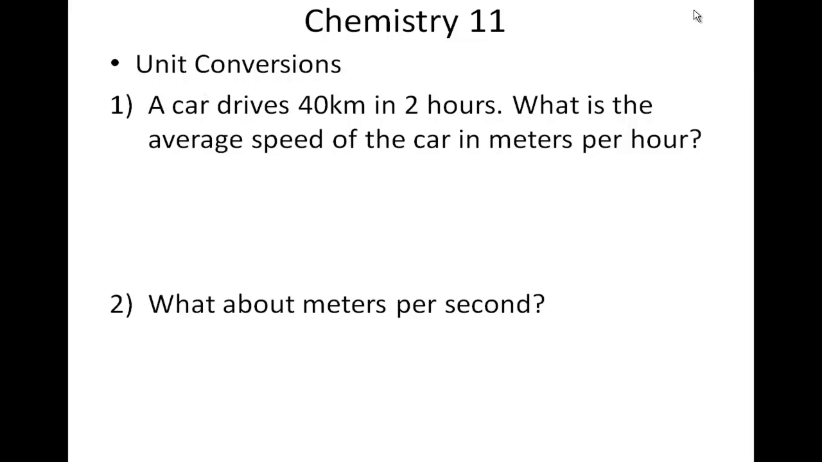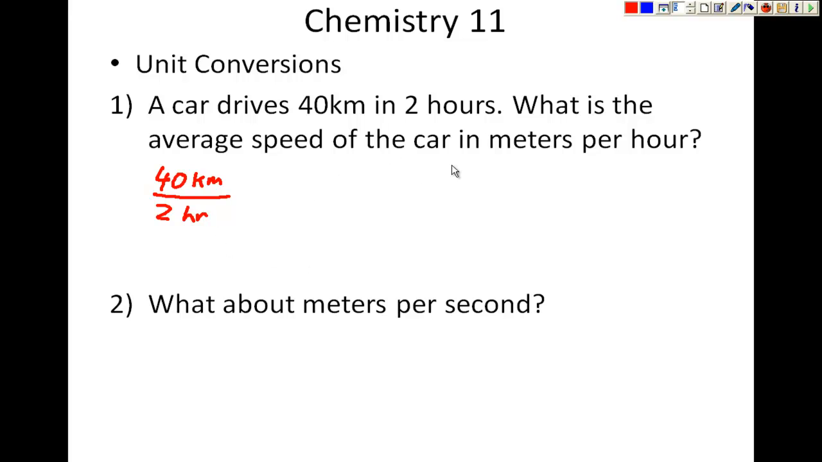So what we have here is this question that says a car drives 40 kilometers in 2 hours. What is the average speed of the car in meters per hour? So we're going to have to take this 40 kilometers in 2 hours and change this into meters per 1 hour. So how we can do this is we can write 40 kilometers, and that car drove 40 kilometers and it took 2 hours to do it.